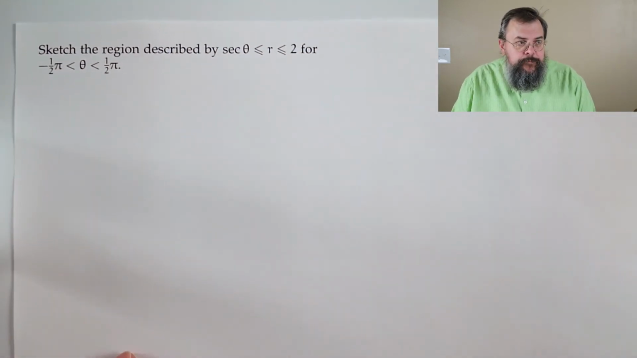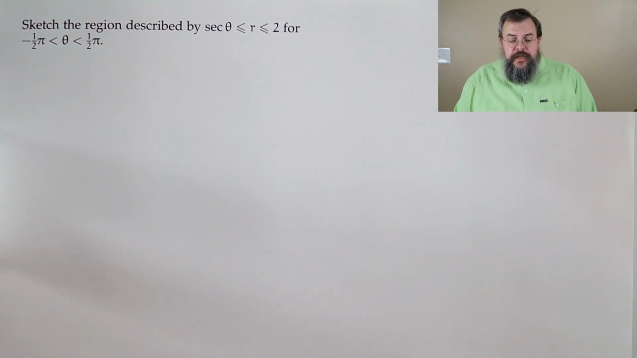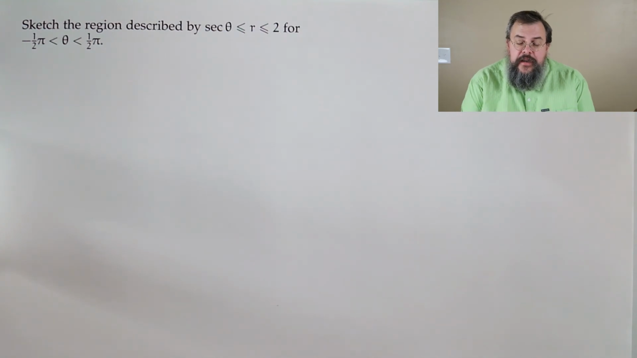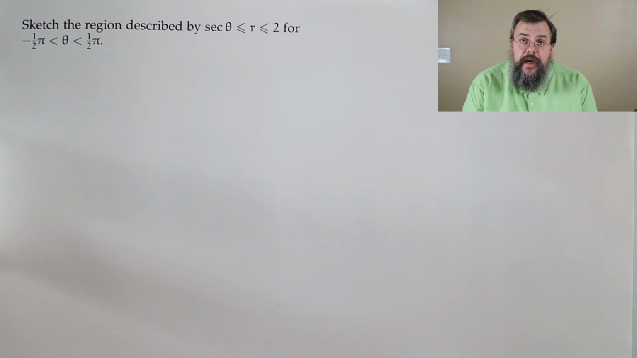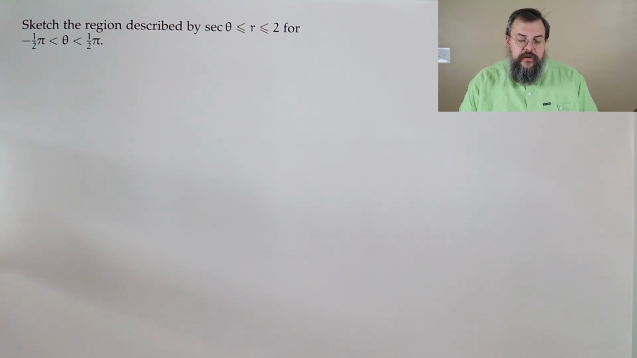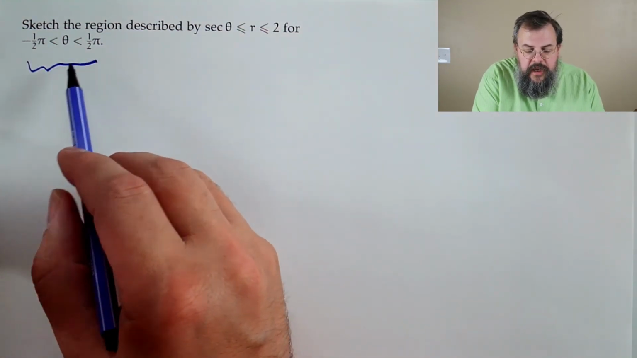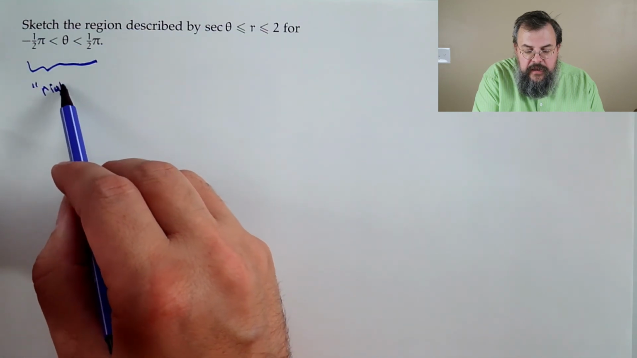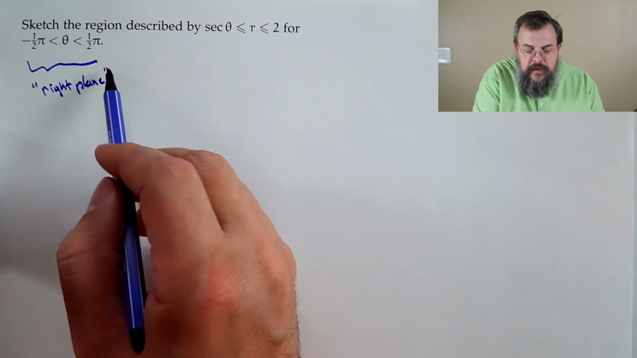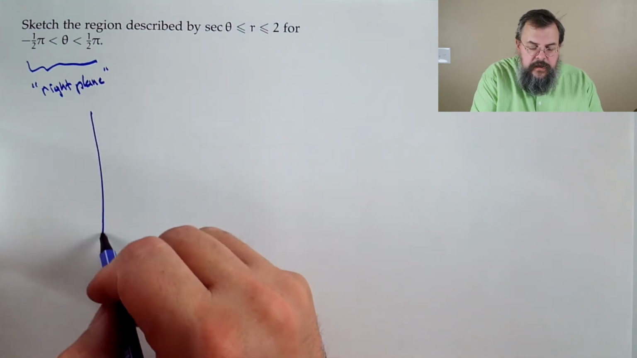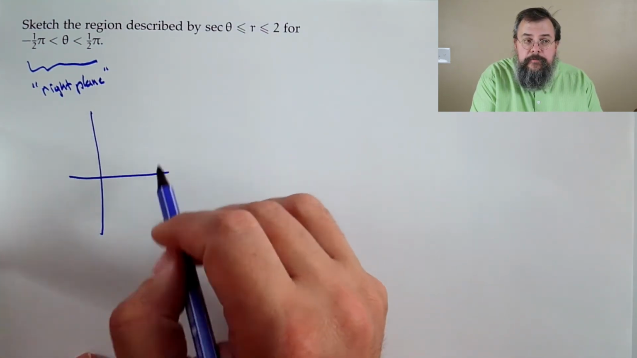All right. Well, let's see. I think there's one more problem. So let's do one more. Sketch the region described by secant of theta less than or equal to r less than or equal to 2 for theta going from negative pi halves to positive pi halves. So when we say theta going from negative pi halves to positive pi halves, what we're really saying is we want to be in the right plane. In other words, we're going to be on this side.